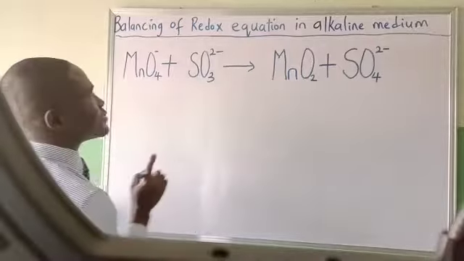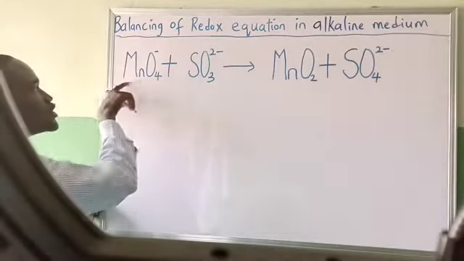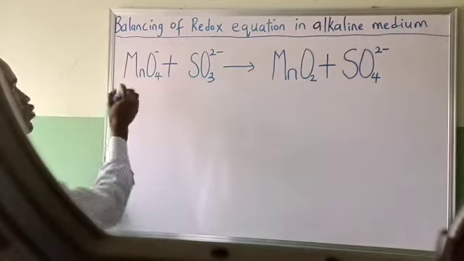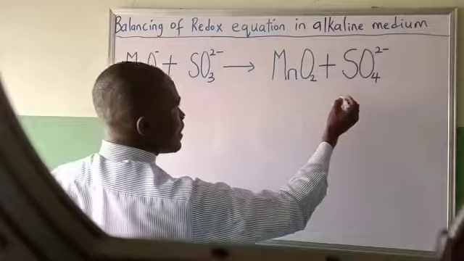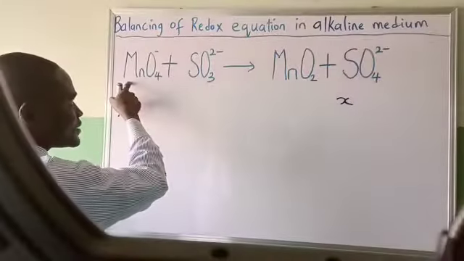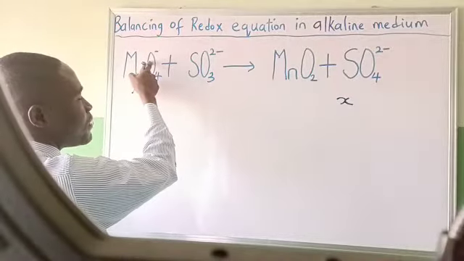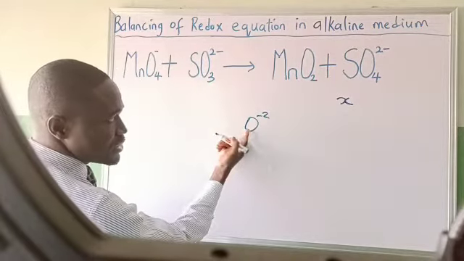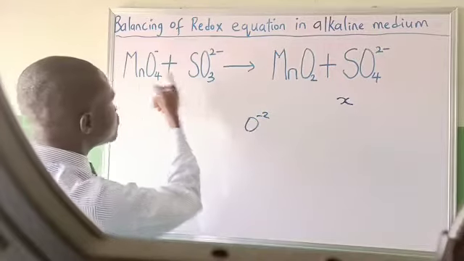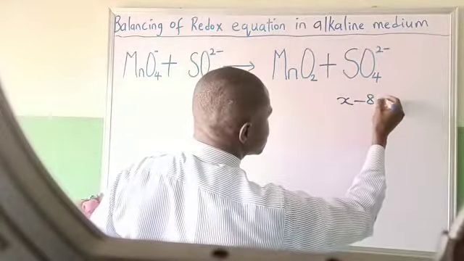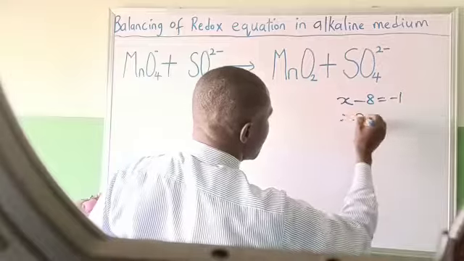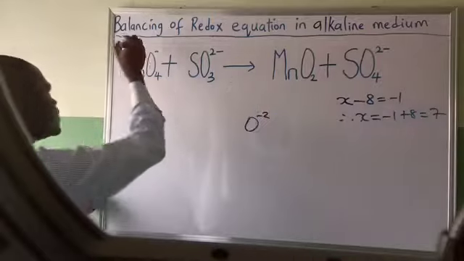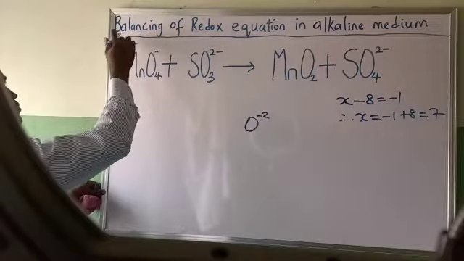This is manganese. We need to get the oxidation number of these two manganese. So look at how to do it. Make this unknown X. Oxygen has oxidation number of -2. So -2 times 4 is -8, equal to -1. Therefore, X will be equal to -1 plus 8, equal to 7. The oxidation number of this is +7.